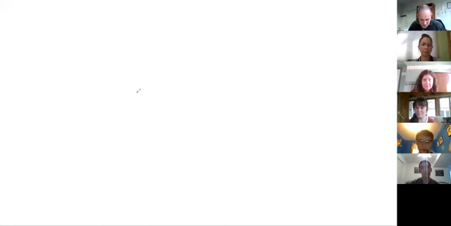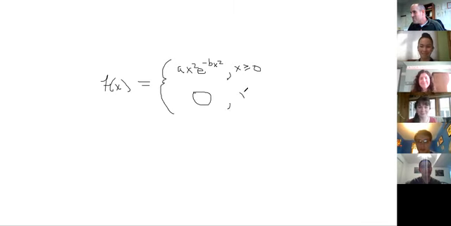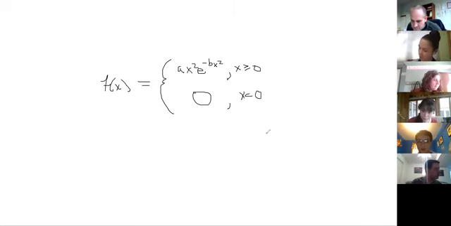So f of x is equal to a x squared e to the minus b x squared, and that is only for x equal to or greater than 0. And of course it's 0 for x less than 0. Okay, so the claim is that this is a density, right? The claim is that this is a density, and it actually gives you what b is.